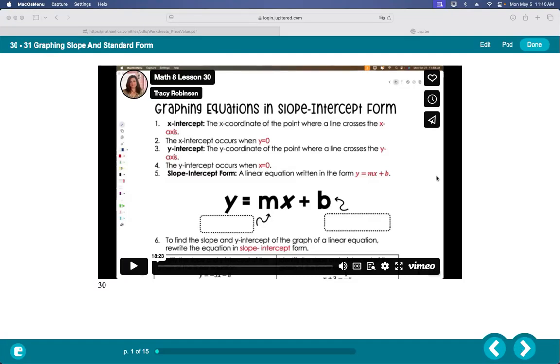Hey Lorelai, so let's look at 3031 first. We're using the slope-intercept form. M is the letter that they use to represent whatever number is in front of the x. M means slope. So the slope is always going to be this number that's right in front of the x. And this number here, B, is the letter that we use to represent where the line crosses the y-axis.